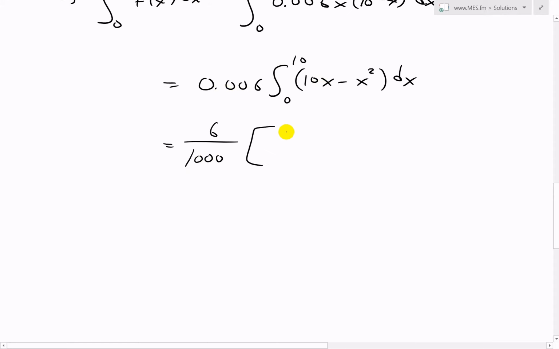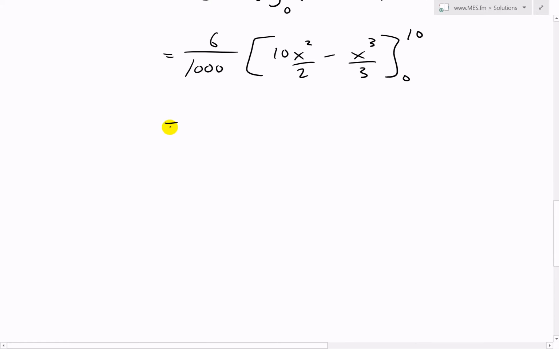So now what we have is 10x squared, the integral of 10x divided by 2. Then we have the integral of x squared is x cubed over 3. And then we evaluate it from 0 to 10. So we get 6 over 1,000 right here, just to make it easier to work with. Plug this inside. This is just 5. And this cancels, that's 1. So we'll have, plug that in, 5 times 10 squared minus right here 10 cubed over 3.